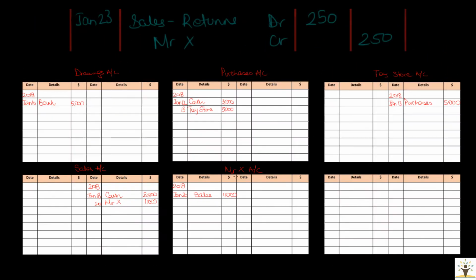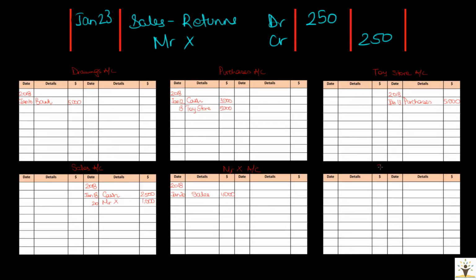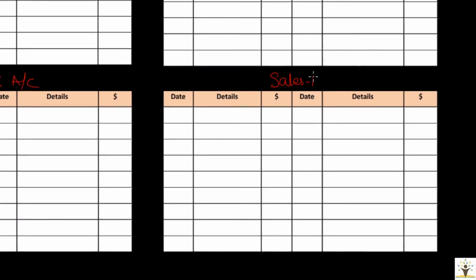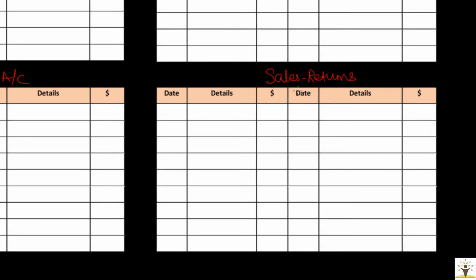Then goods were returned back by Mr. X. So sales returns is debited and Mr. X is credited. Let us open a sales returns account. Go to the debit side of sales returns account, Jan 23. Details will be Mr. X, 250 in the amount column.